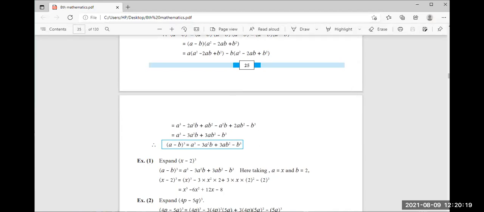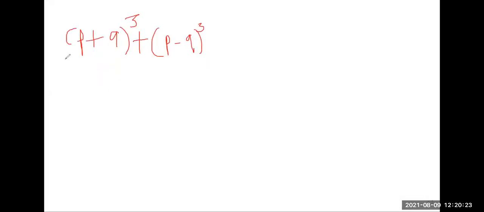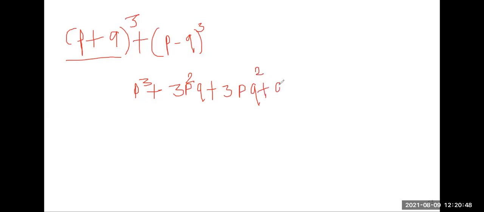So now we are going to write this and solve it. For the first one, a cube means your p cube, plus 3a square b means here p square into q, plus 3ab square, where a means p and b means q, so 3p q square, plus q cube. This we have got for the first one.